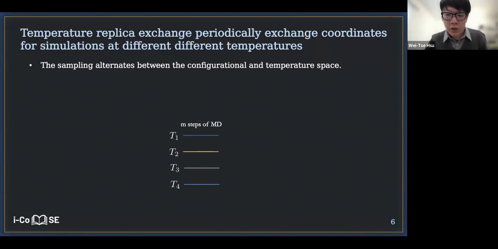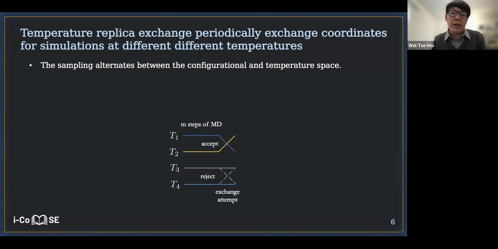And in temperature replica exchange, we alternate sampling in the configurational space and in the temperature space. Specifically, the sampling in the configurational space is done by MD simulation, and the sampling in the temperature space is done by Monte Carlo simulation.